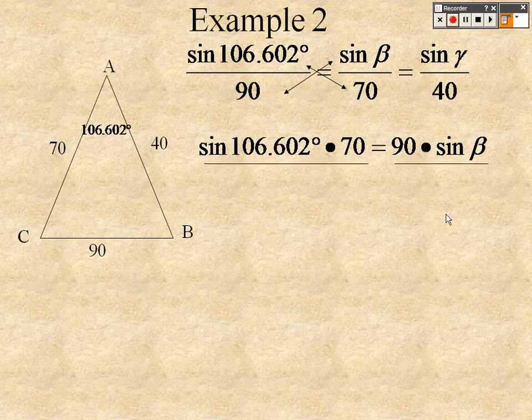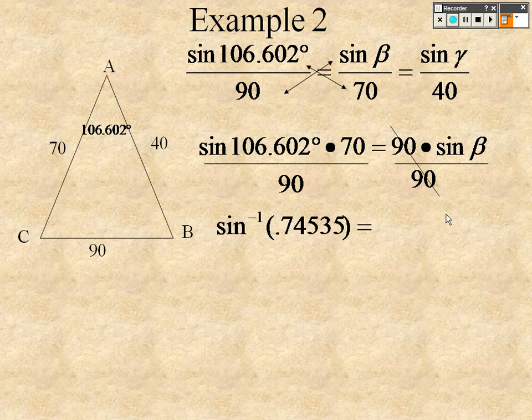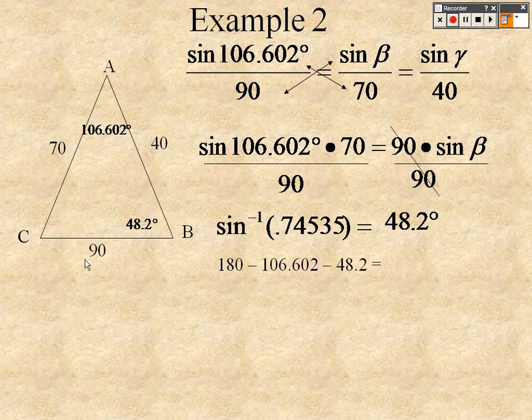To get sine by itself, I divide by 90. And when I do that, I get 0.74535, but to find the angle, remember you do the inverse, so it's sine inverse of 0.74535. So I get 48.2 as my answer for beta. And once again, because you know two angles, you just do 180 minus 106.602 minus 48.2 to find the last missing angle, which is 25.2 degrees.